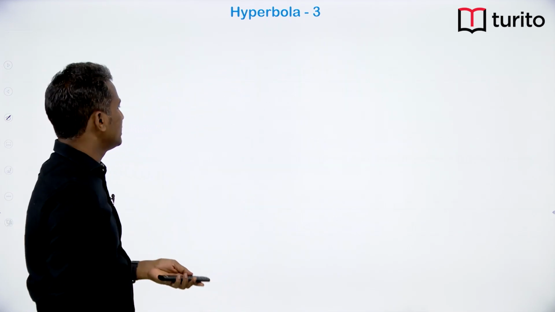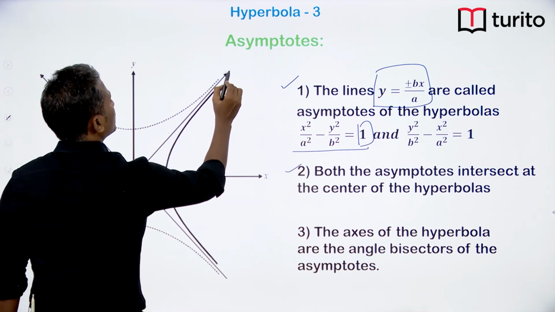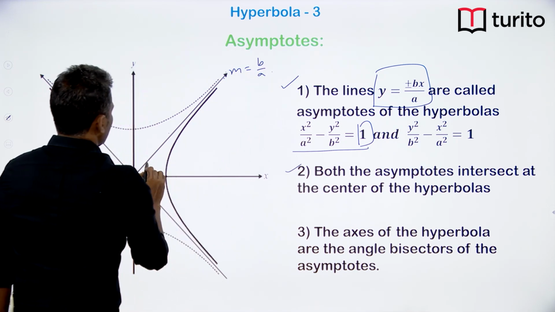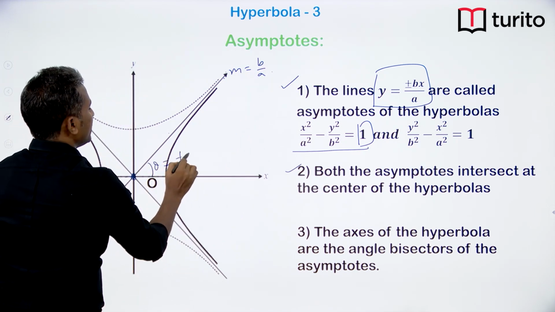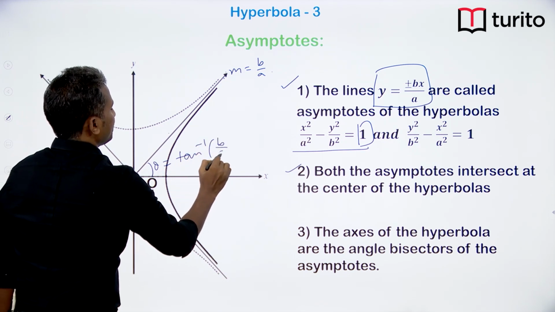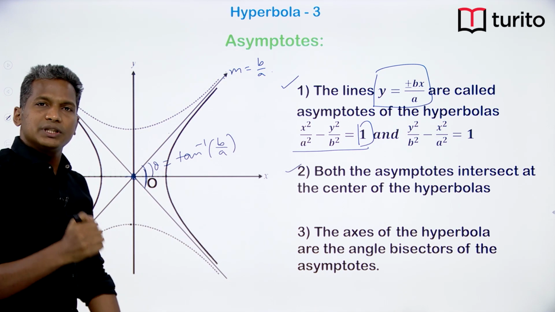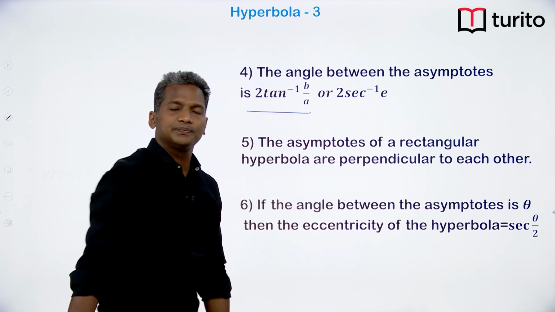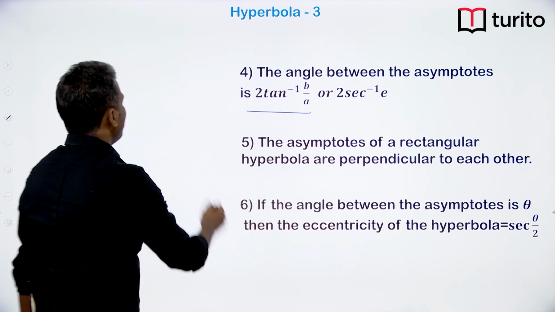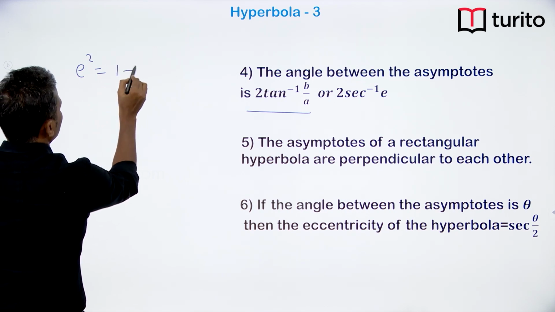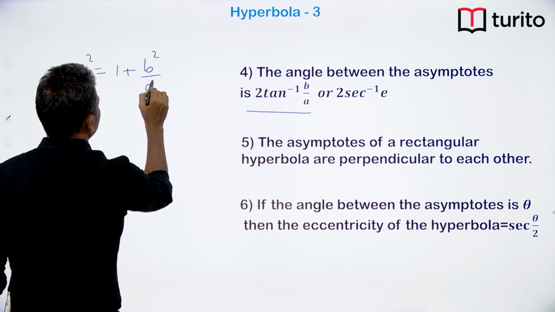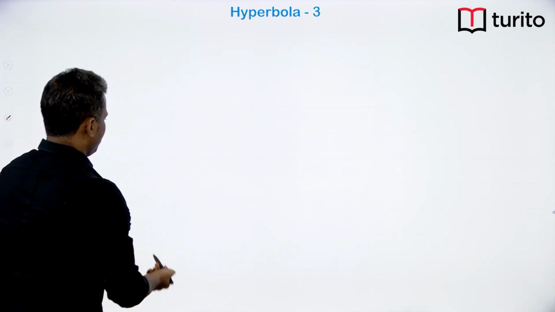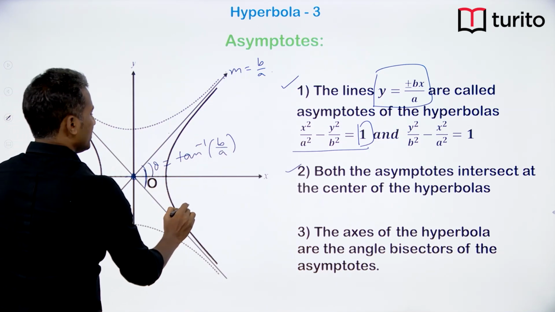So, this we have understood in the last lecture also, because the slope of the equation of the asymptote is b by a. If we take this angle as theta, then it becomes tan inverse of b by a. Because the angle between asymptotes is 2 theta, it is going to be 2 tan inverse b by a. And we know that e square is going to be equal to 1 plus b square by a square.